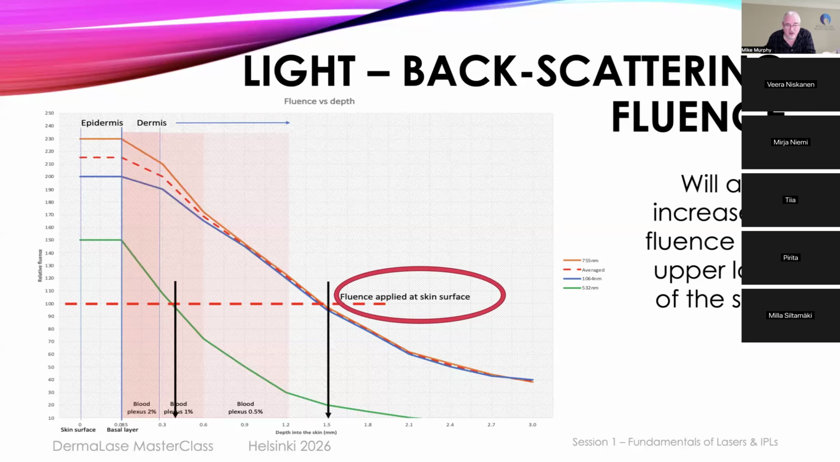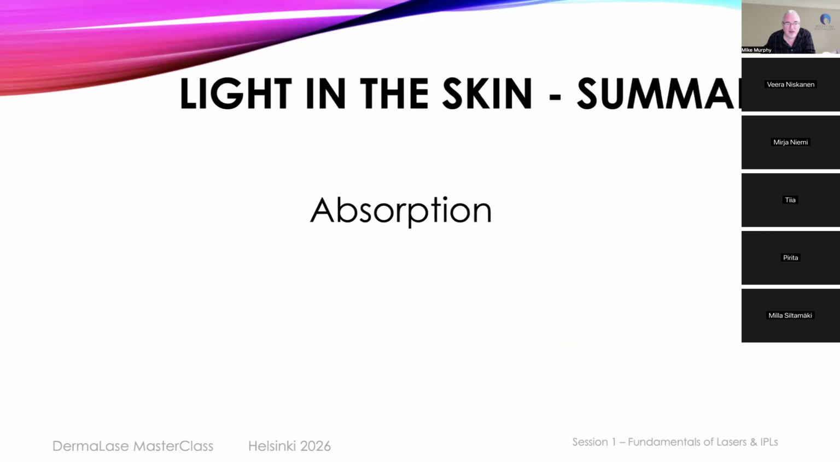Okay, that's for 532, and that's for, I told you all this stuff already. What, nearly 1.5 millimeters deep for Alexandrite and Nd:YAG. So in summary, we've talked about absorption, where the light is absorbed and generates heat.